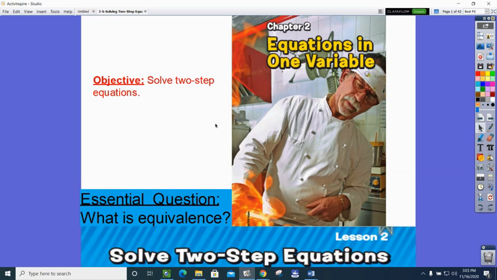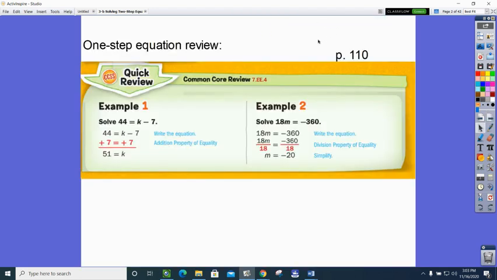So again, today we're going to solve two-step equations, and our essential question for this unit has changed. We're talking about what is equivalence. So we're talking about something being equal to something. So in your book on page 110, and oh, by the way, we're back in volume 1, just to remind you, there is kind of just a quick one-step equation review.